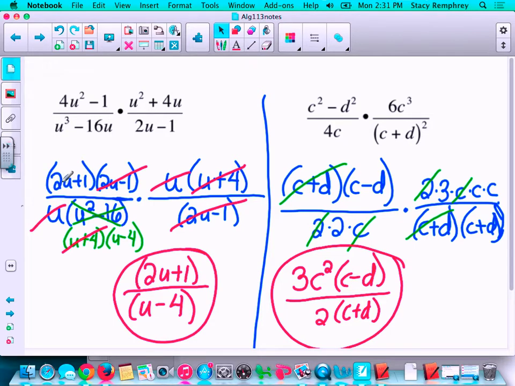Then again, 2u plus 1, no, I didn't have any of those. 2u minus 1, yep, those canceled. The u's canceled, and the u plus 4 and the other u plus 4 canceled. So this is what I was left with.